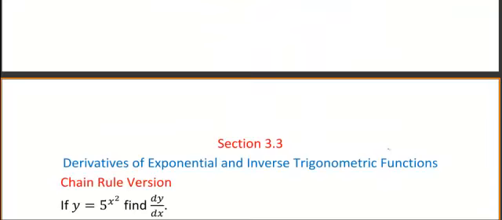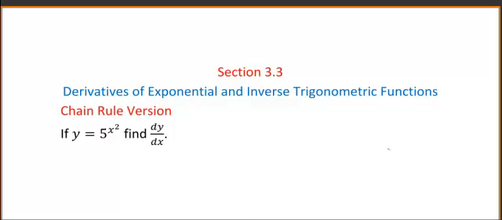Let's take a look at an example here. Let's suppose, and you may find it easier to always just go back to logarithmic differentiation, but you could use that formula. In this case, the g of x would be x squared and b would be 5.